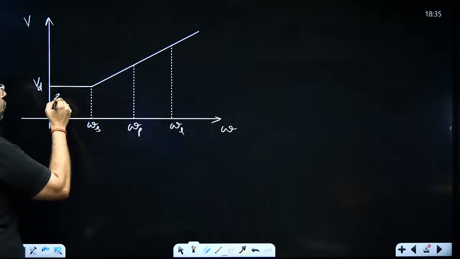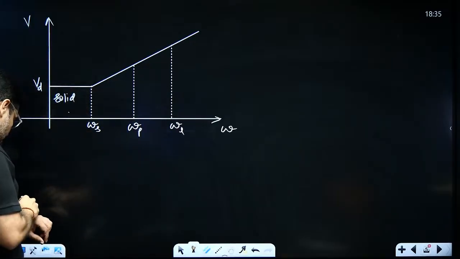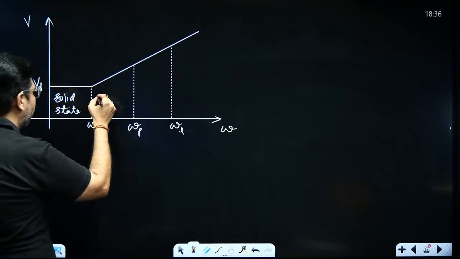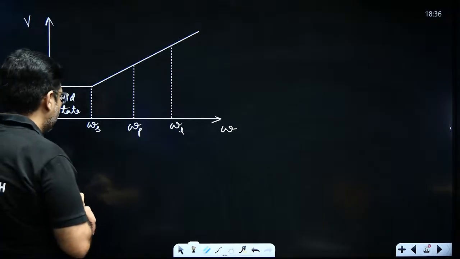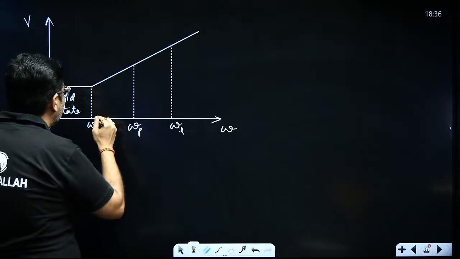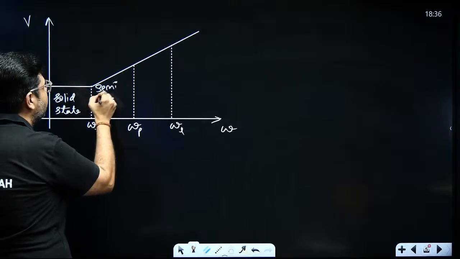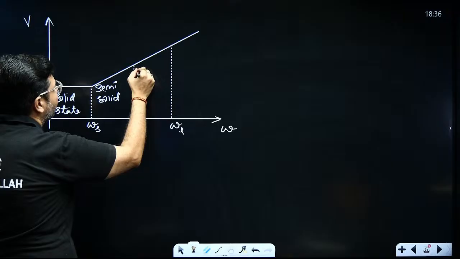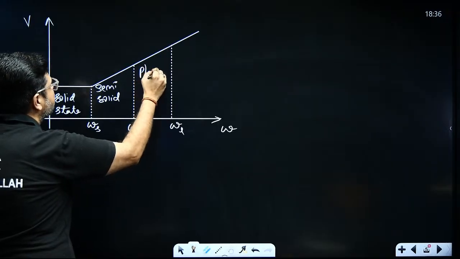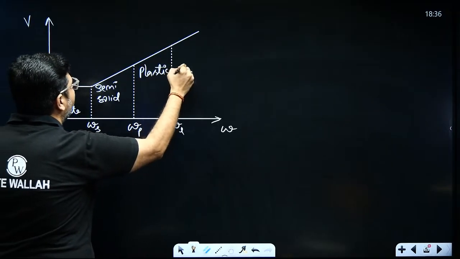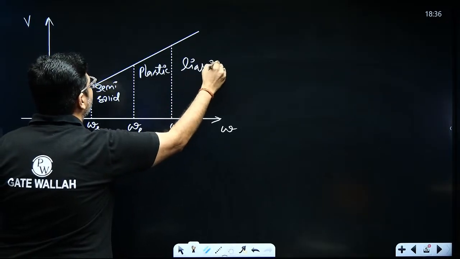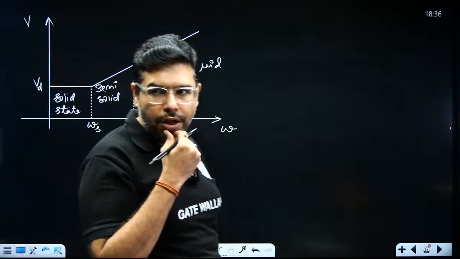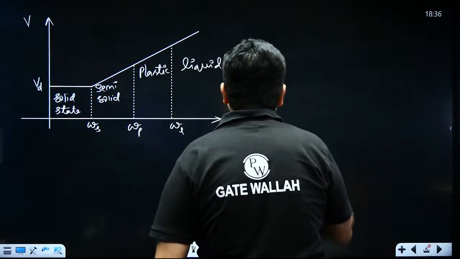Here I have the solid state, then the semi-solid state, then the plastic state, and finally the liquid state. And the moisture contents at the boundary of any two states are known as the consistency limits.